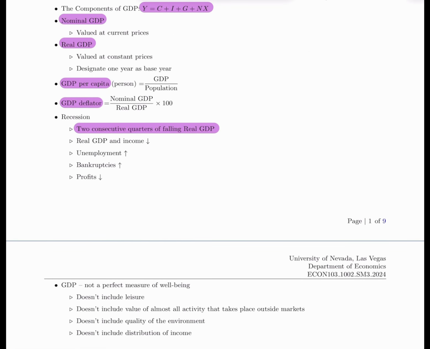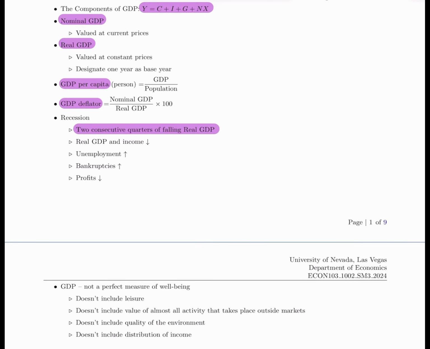GDP can take value as nominal and real. Nominal GDP is valued at the current price level, whereas real GDP is valued using the price level at the base year. To define GDP per capita, you take GDP divided by the number of population. And for the GDP deflator, you take nominal GDP divided by real GDP and multiply by 100. A recession is defined as a decline in real GDP for 2 consecutive quarters.